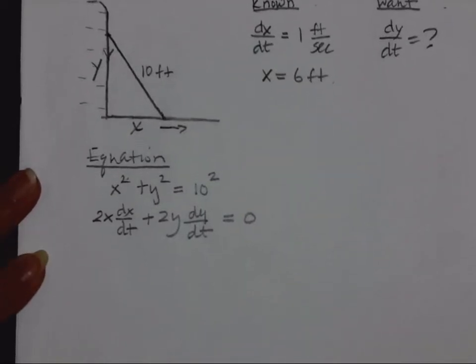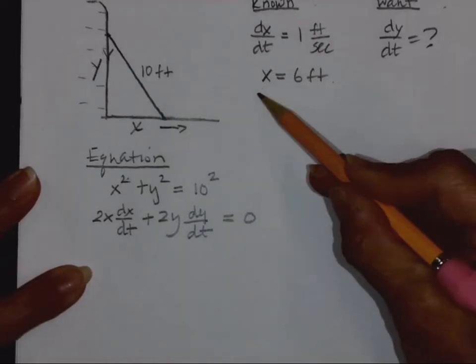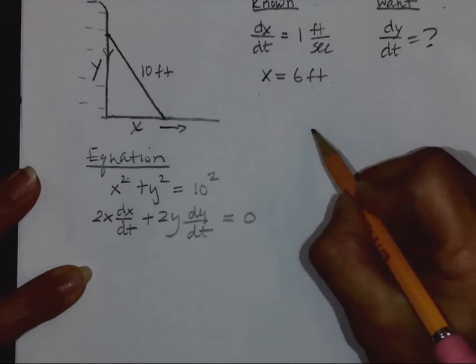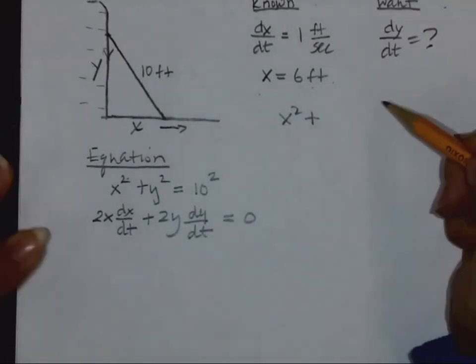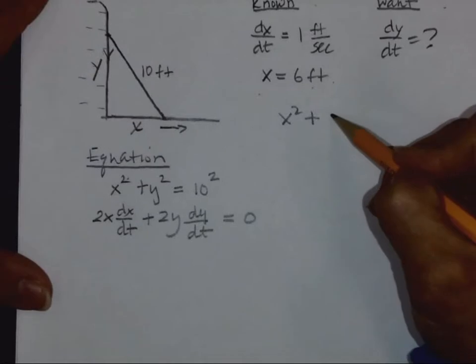Now what we're going to do is plug in our known rate and known information. So we know that x is equal to 6, and using the Pythagorean theorem, I can find the value of y when x is equal to 6.